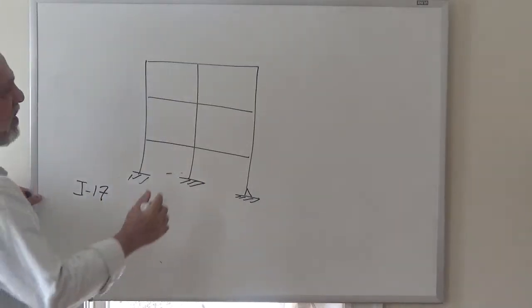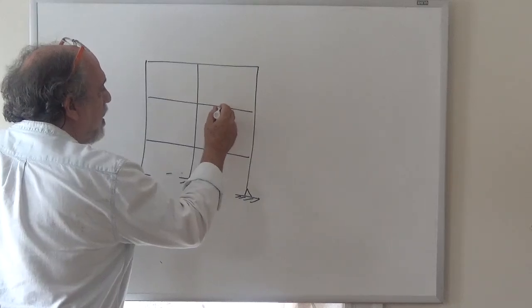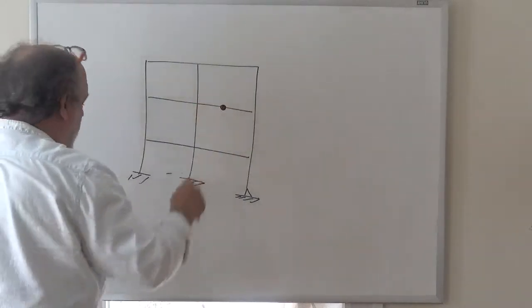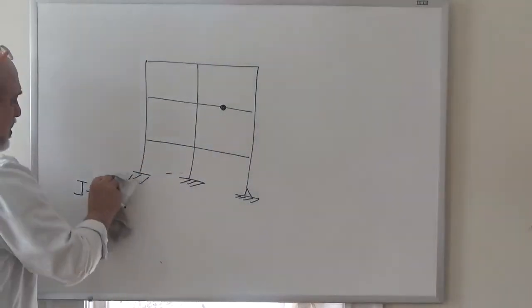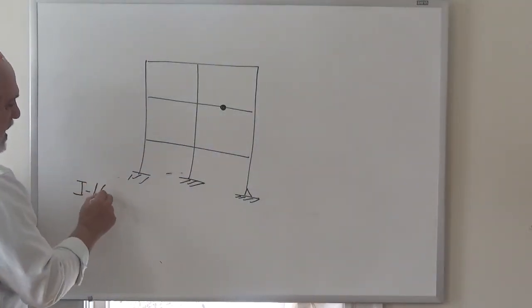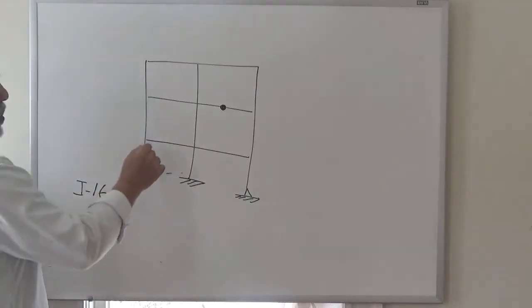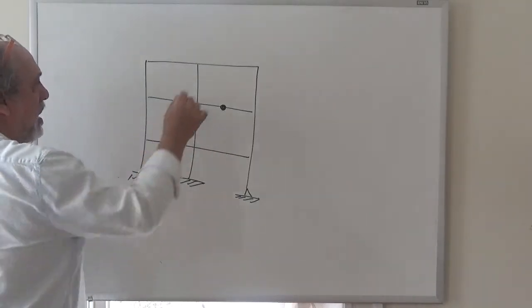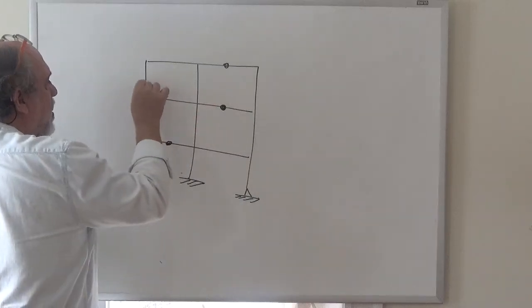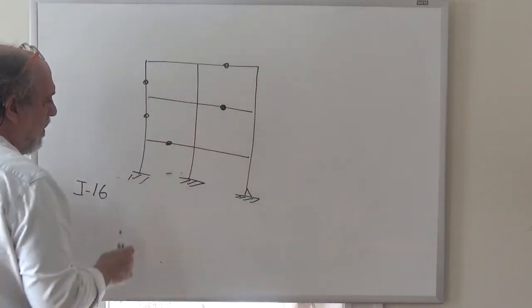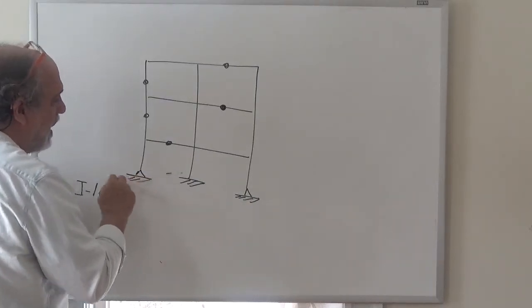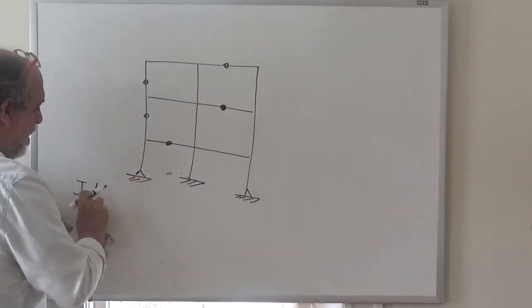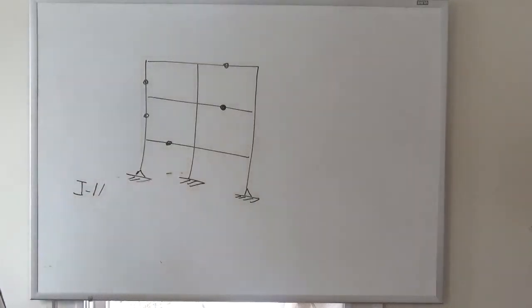Now what happens if in addition to that I put a hinge here? That means that I know that the moment at that place is 0, and therefore this structure is now I16. And if I do this, 15, 14, 13, 12, 11. So that structure is indeterminate to the 11th.